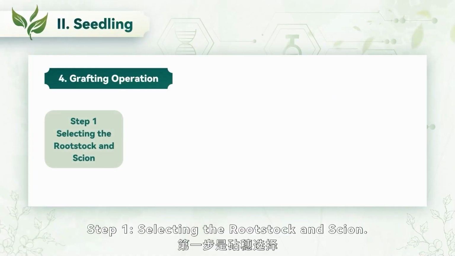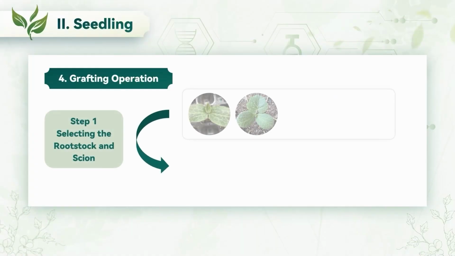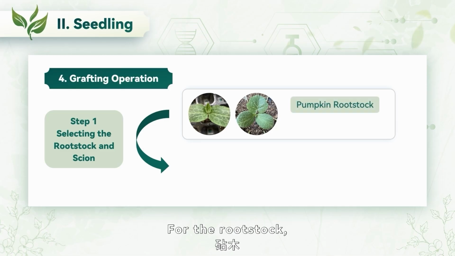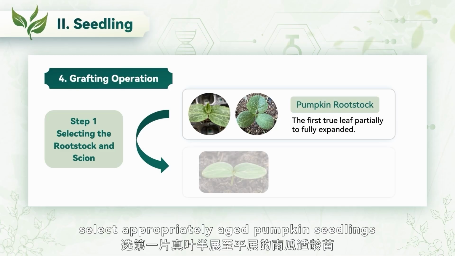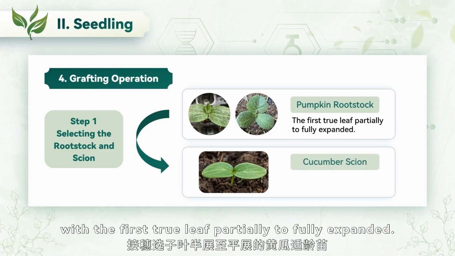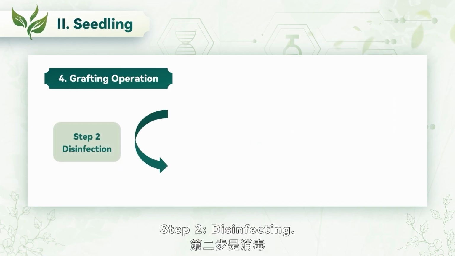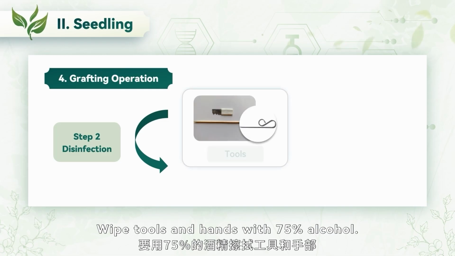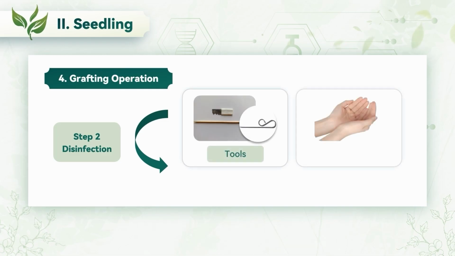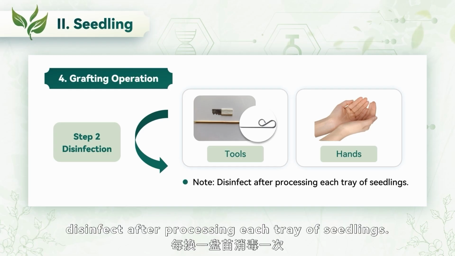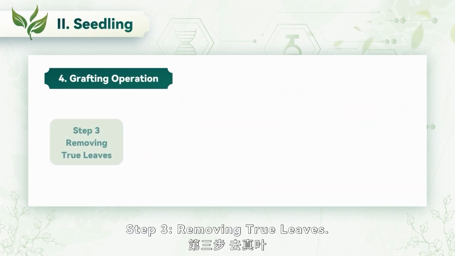Step 1. Selecting the rootstock and scion. For the rootstock, select appropriately aged pumpkin seedlings with the first true leaf partially to fully expanded. Step 2. Disinfecting. Wipe tools and hands with 75% alcohol. Additionally, disinfect after processing each tray of seedlings. Step 3. Removing true leaves.